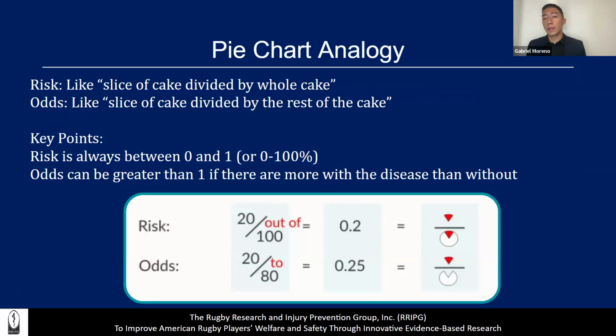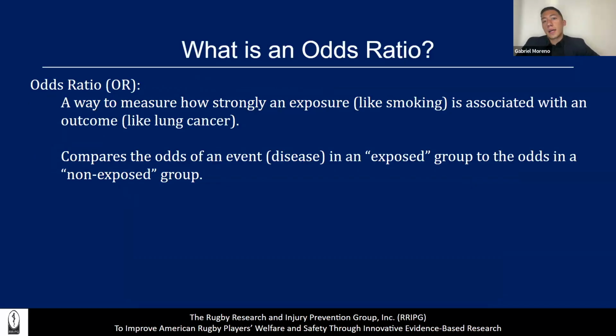A key point is that risk is always between 0 and 1, or 0 to 100%. But odds could be greater than 1 if there are more people with the disease than without, like before when we said 99 to 1. Now, what's an odds ratio?